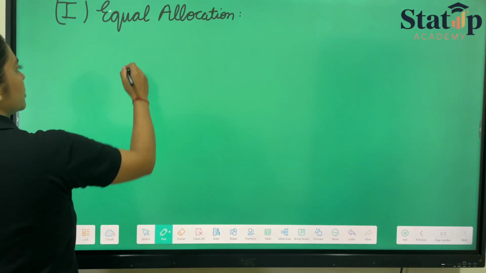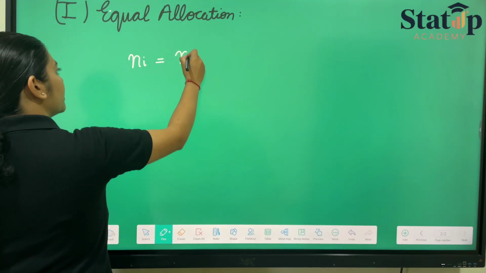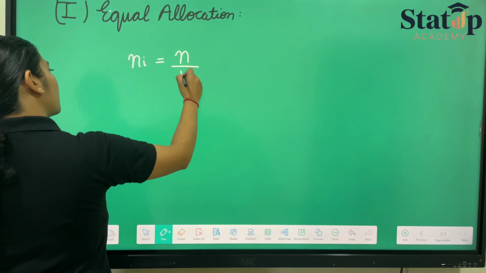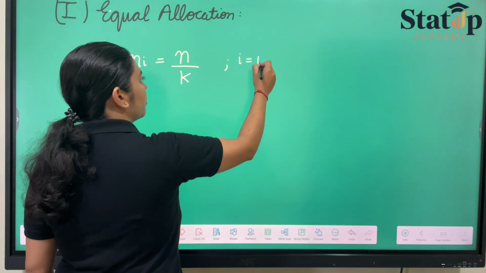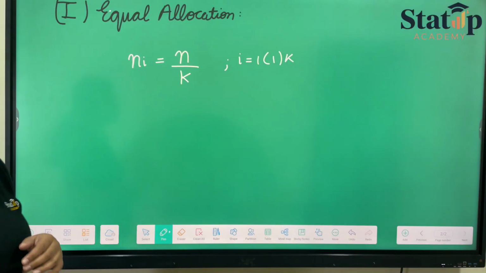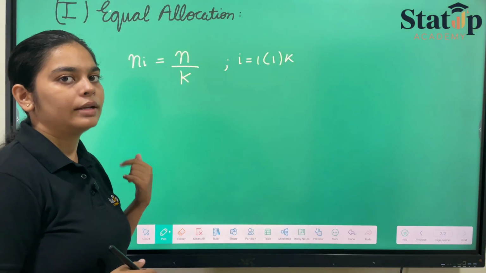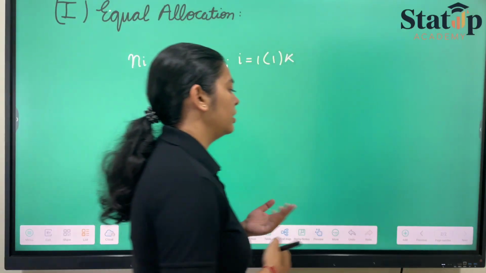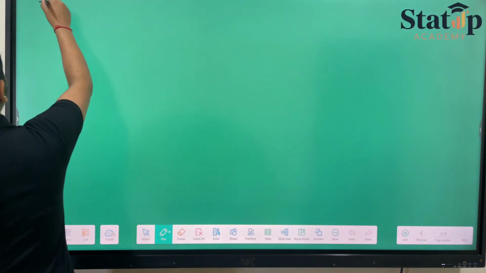What is equal allocation? That the sample size n_i should be n upon k, where i goes from 1 to small k. This is the equal allocation when we take out equal units from each stratum and then form a sample. So this is equal allocation. Second one is proportional allocation.